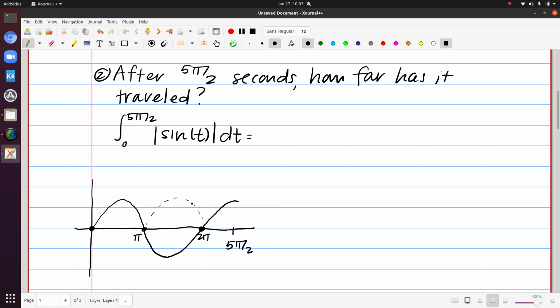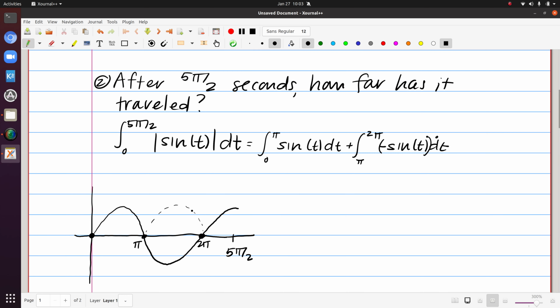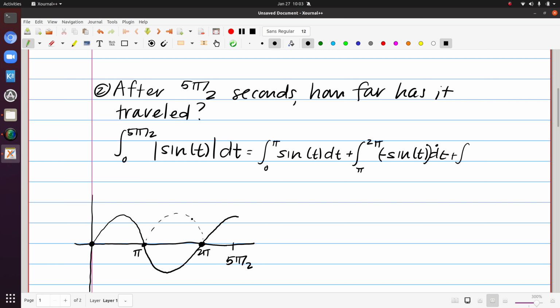So when I'm integrating, what I really want to look at is the integral from 0 to pi of just regular sine, and then plus the integral from pi to 2 pi of minus sine. And then from 2 pi to 5 pi over 2, we go back to just regular sine of t. So that's how we deal with the absolute value.